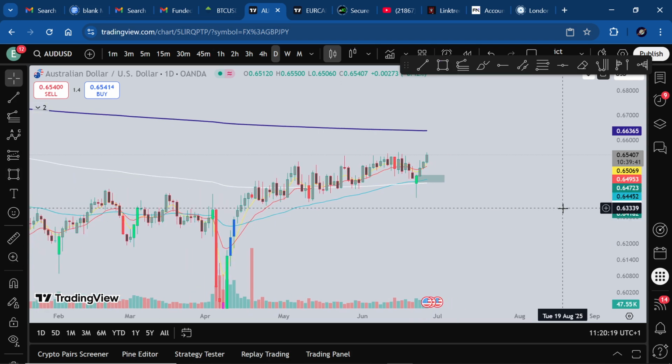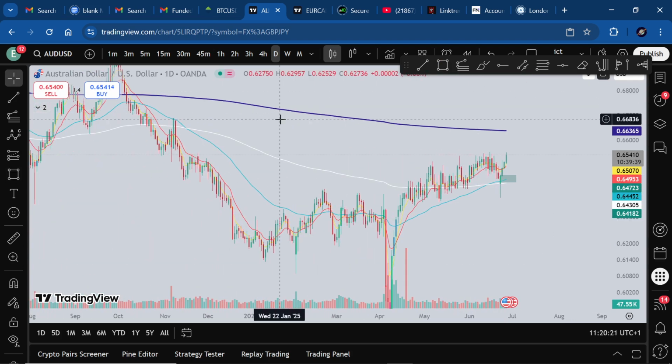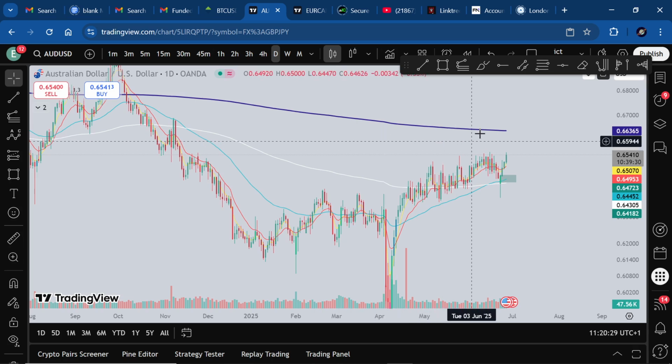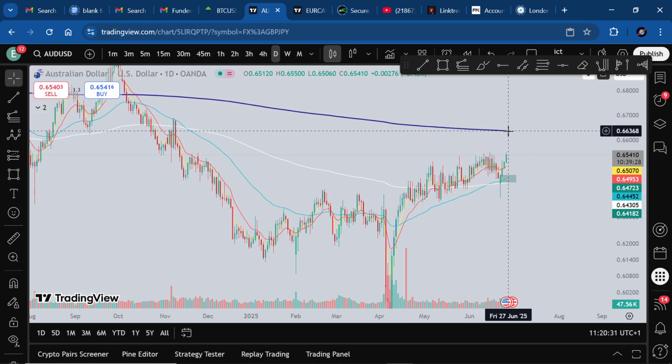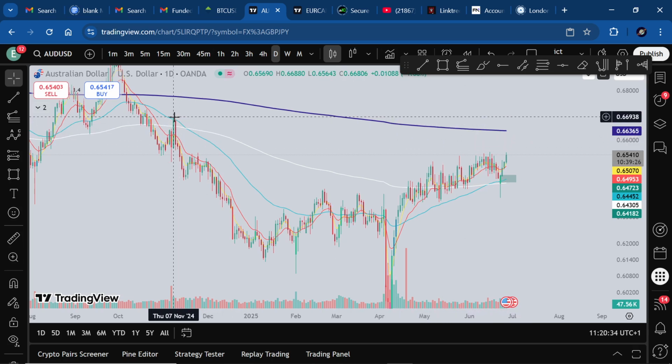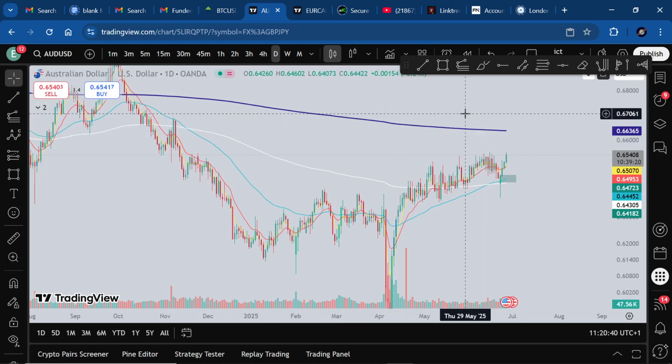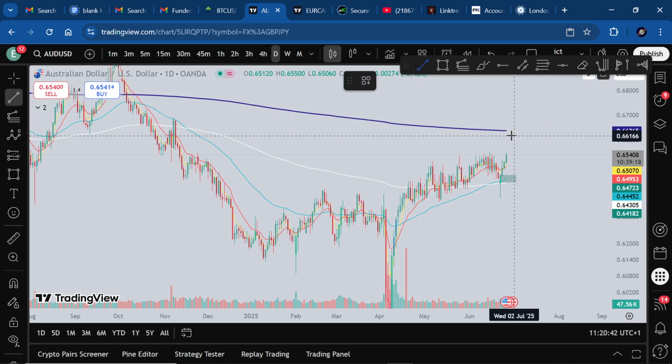I don't even think it'll come that low until we've either gotten to the 800 EMA or taken out this high. This is what I expected for AUD USD, to either get to here or above here, or create equal highs here. But this is my zone. This is the definite zone for me that I expect AUD USD to reach.